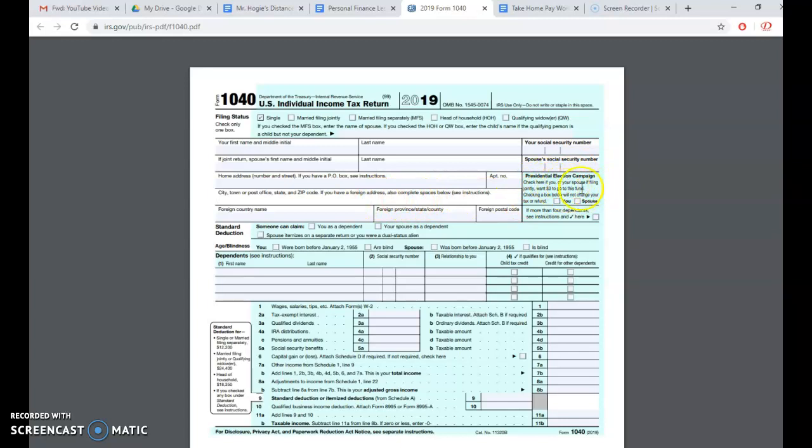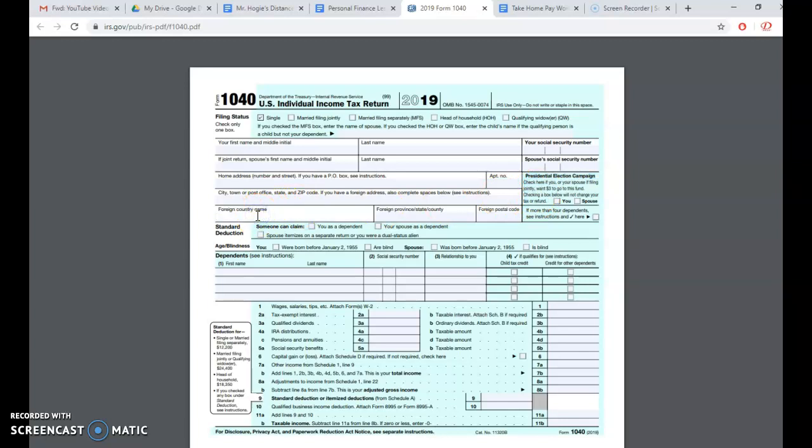Don't check this box where you're donating $3 to who knows where it goes. Don't ever fill that out. It says presidential election campaign. I don't need you to do that. If you want to give money to a specific candidate, then go to their website or donate to them directly. I don't know why that's on here.